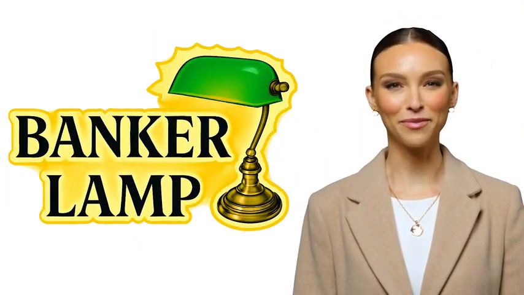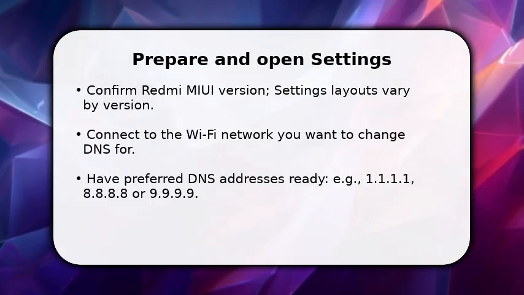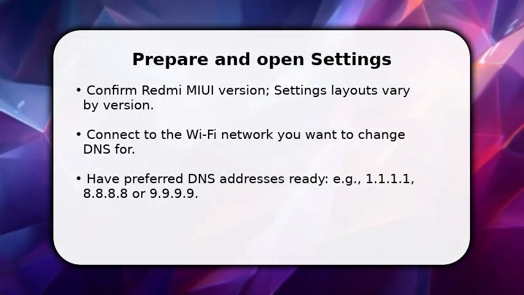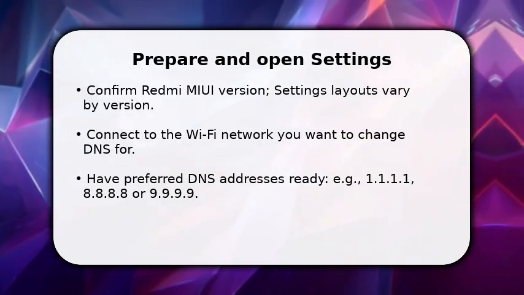Please enjoy the video. You start by checking MIUI and opening settings so you don't lose time. Once done, tap Wi-Fi and join the network you will modify. You must be connected for the per network DNS change.